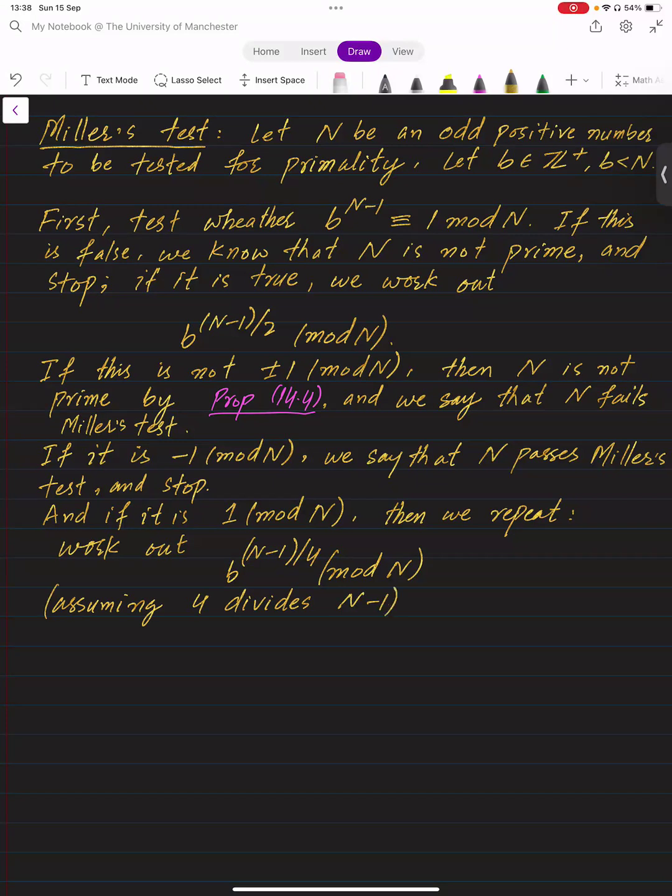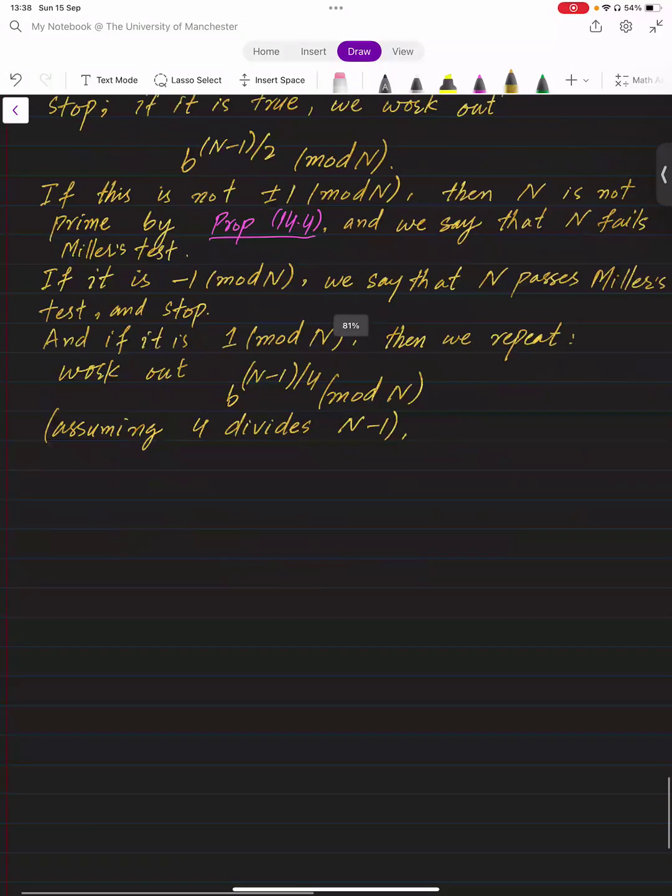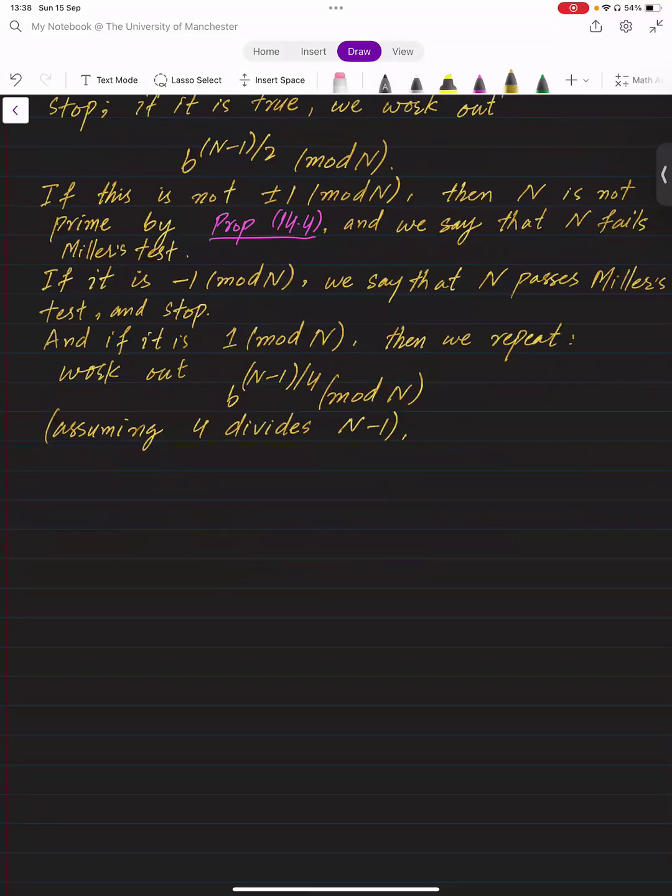And minus 1. Now, if this is not plus or minus 1 mod n, then n is not prime and fails Miller's test.